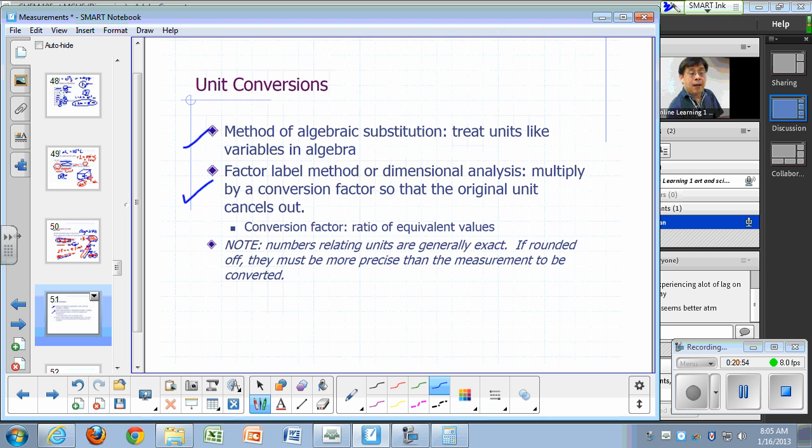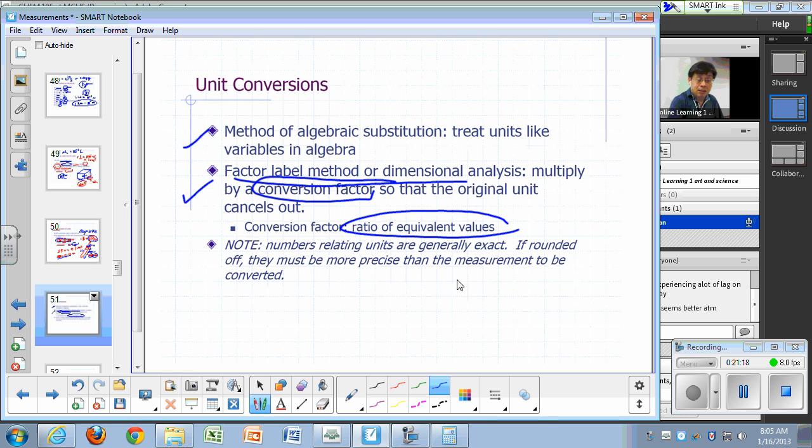Okay, and the idea behind the factor label method, dimensional analysis, is all you have to do is multiply whatever measurement you have to start with by what's called a conversion factor. A conversion factor is just a ratio of equivalent values. And the thing you do need to remember when you're doing unit conversions is that numbers that are relating units are generally exact. So when you're rounding off, if you do need to round off those numbers in the conversion factors, make sure that they're still more precise than the measurement that you are going to convert.